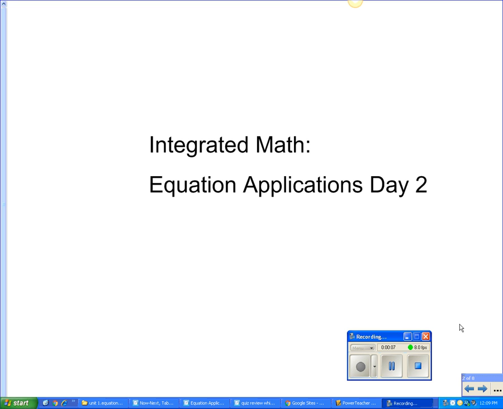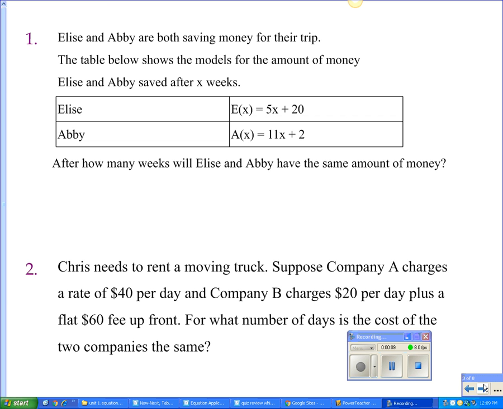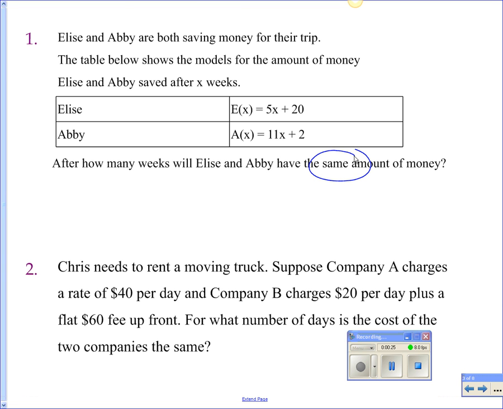So, number 1, Elise and Abby. Elise and Abby are both saving money for their trip. The table below shows the models for the amount of money Elise and Abby saved after x weeks. After how many weeks will Elise and Abby have the same amount of money? Please circle same.